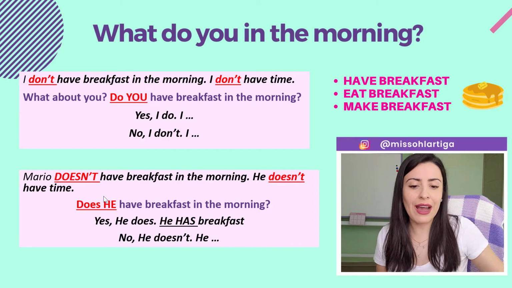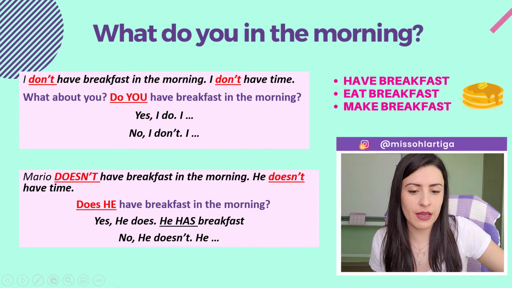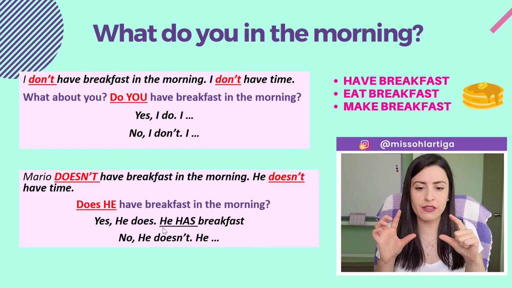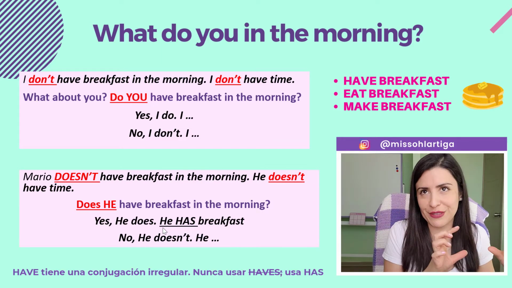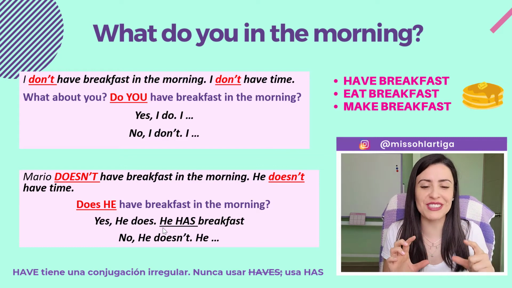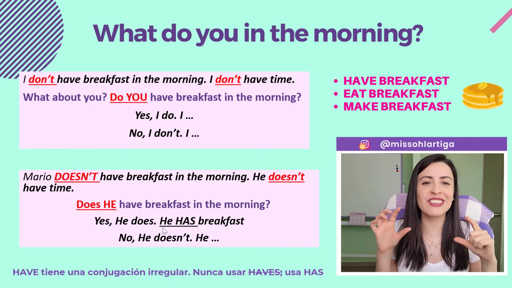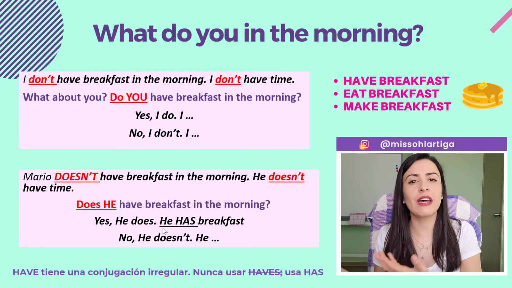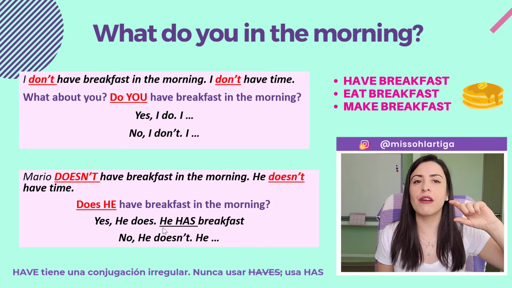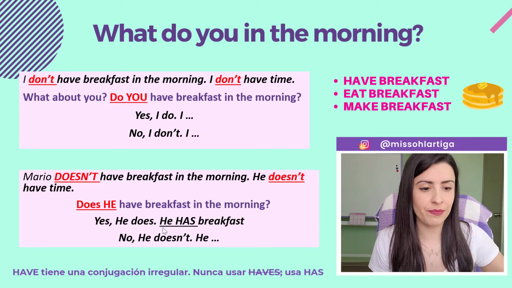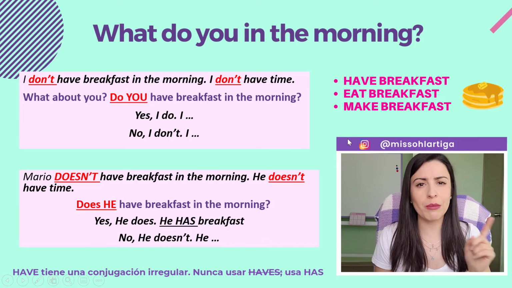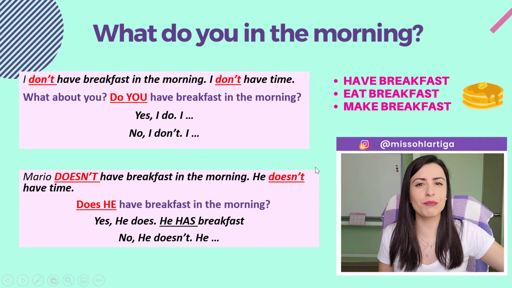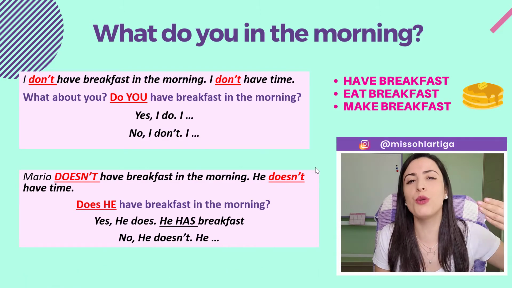So I wanted to emphasize this here because you have to remember that have changes. It's not haves, or I don't know how to pronounce it. No es haves, ¿cierto? Sino que es un verbo irregular que cambia su forma y para traspasarlo a tercera persona vamos a usar la forma has, right? Bien, eso creo que no lo habíamos estudiado antes, pero ahora ya lo sabes. I don't think I had mentioned that before, but now you know.